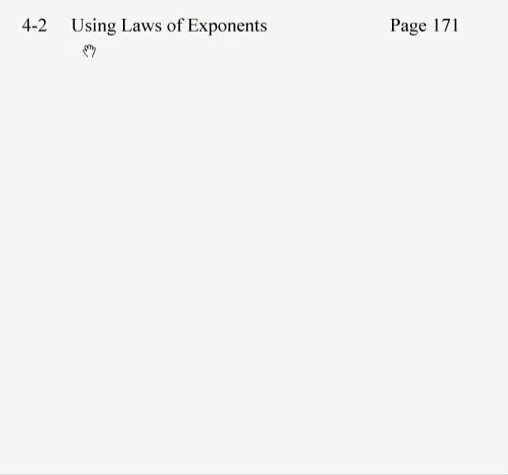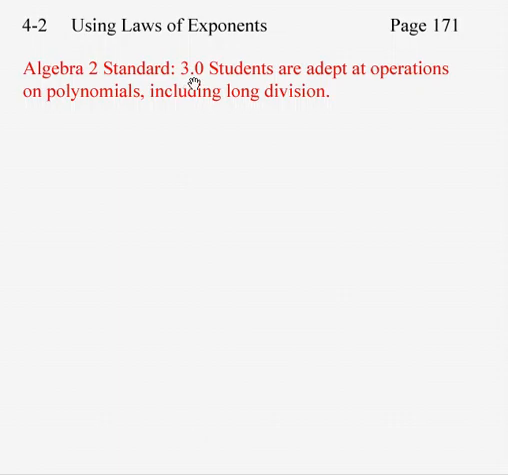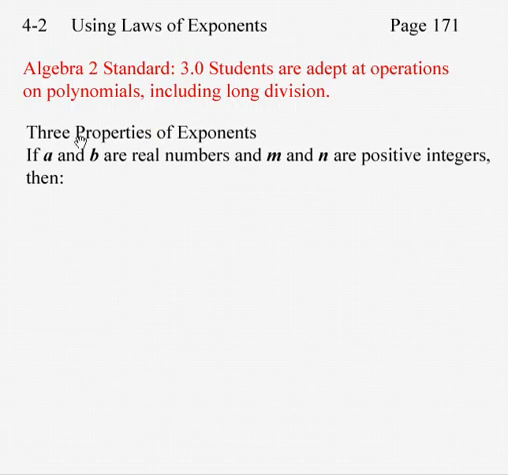In Chapter 4, Section 2, we're going to continue the California State Standard number 3, working with polynomials. Before we prepare for multiplying polynomials, we'll need to be familiar with multiplying monomials. And in that case, we want to refresh your memory or reintroduce you to using laws of exponents. So we have three properties of exponents we're going to deal with.